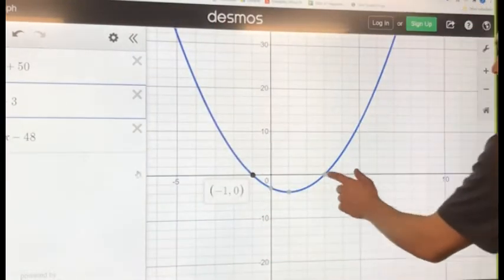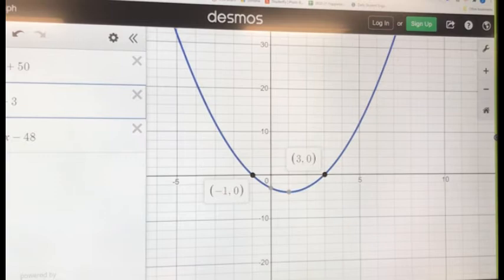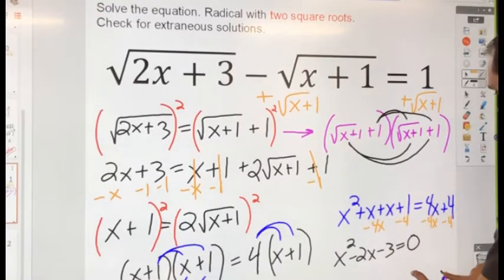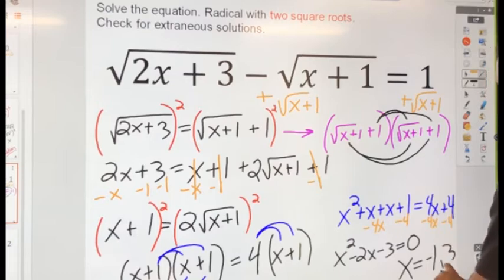What are my solutions? 3 and negative 1. So x equals negative 1 and 3. Wow. Even though you did all this work, you're still not done because you need to check.